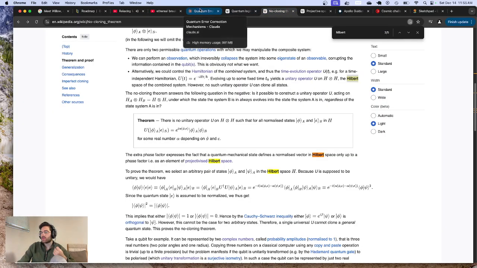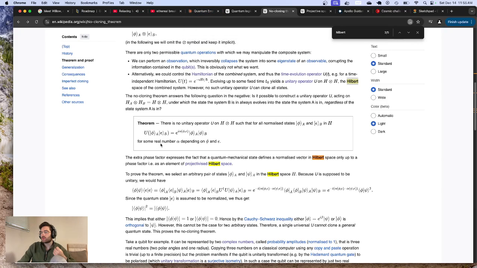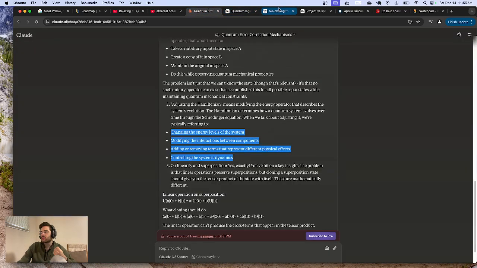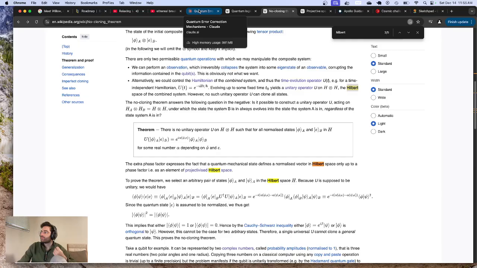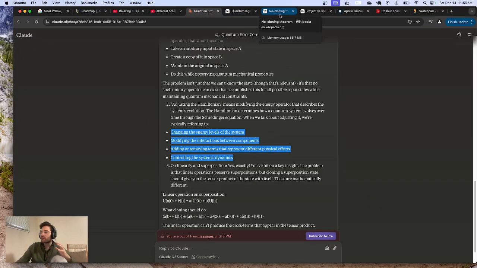So we're talking about the combined system. We adjust the energy level of the combined system, modifying the interactions between the combined system. Yeah, okay, so that would be applying an operator, an energy-based operator between all points in the space. Adding or removing terms that represent different physical effects. Okay. Just adjusting the energy in some way.